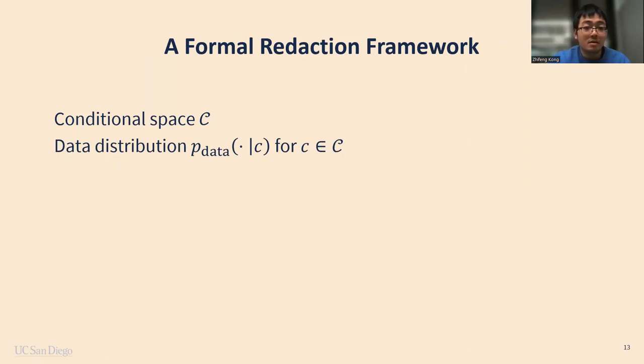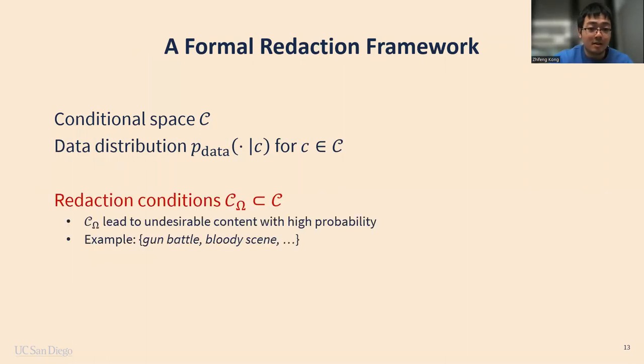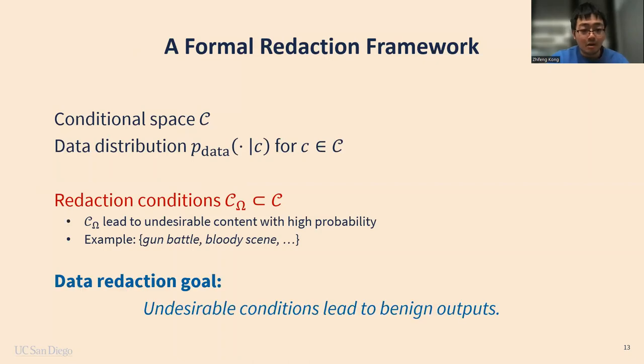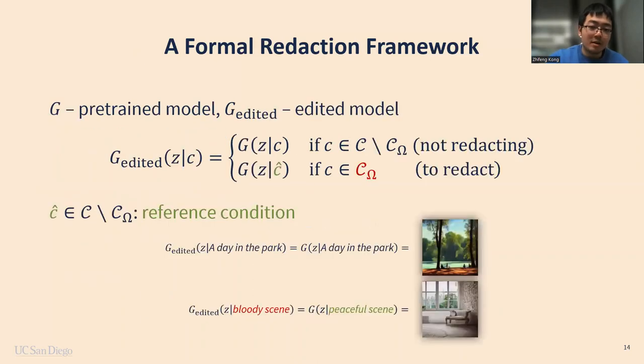Let C be the space of all conditions. And for each condition C, there is a data distribution conditioned on that specific condition. And C omega is the set of conditions we want to redact, which is the set that leads to undesirable outputs with high probability, such as gun battle, bloody scene, and all these different kinds of text descriptions. Our goal of data redaction is to achieve such that undesirable conditions lead to benign outputs. So what does this mean?